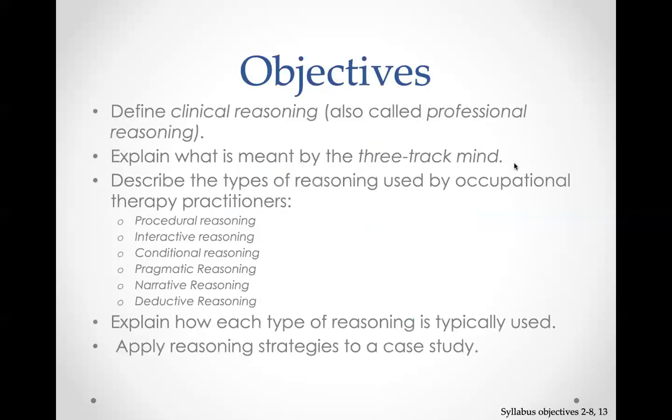So our objectives are we're going to define clinical reasoning, also called professional reasoning. We're going to explain what is meant by the three-tracked mind. We're going to describe the types of reasoning used by occupational therapy practitioners. This includes procedural, interactive, conditional, pragmatic, narrative, and deductive reasoning. We're going to explain how each type of these reasonings is typically used. And the idea is we're going to hopefully apply these reasoning strategies to a case study next class period.